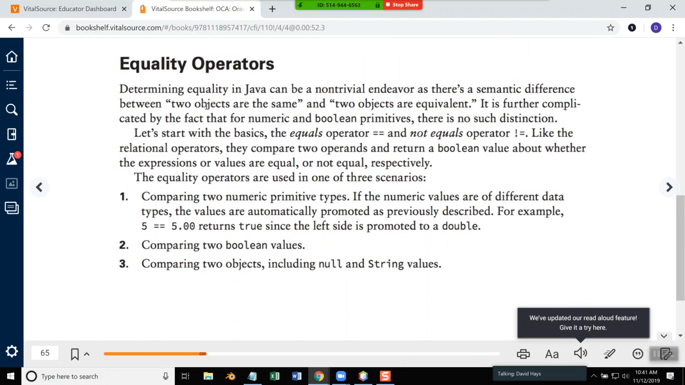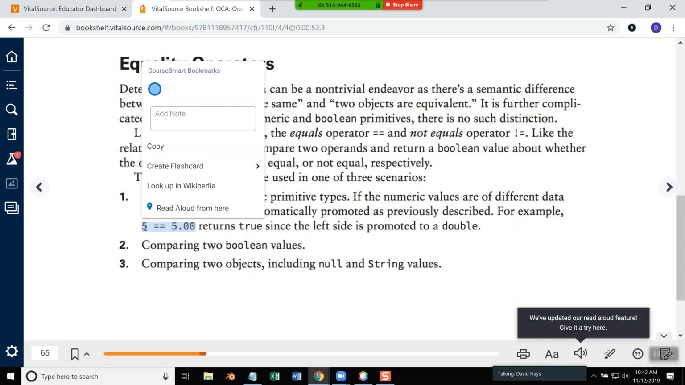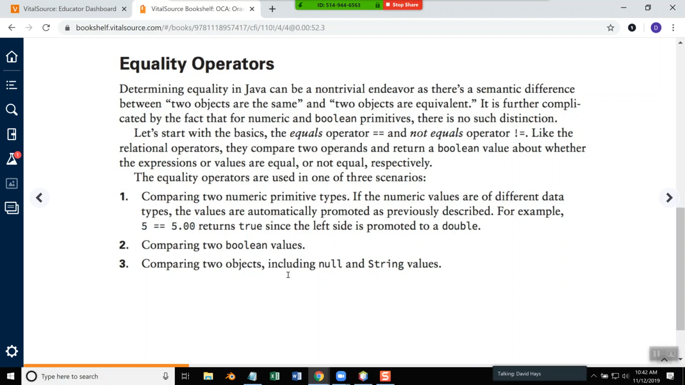Equality operators. Determining equality in Java can be a non-trivial endeavor, as there's a semantic difference between two objects being the same and two objects being equivalent. Okay. Here you can compare two numeric primitive types. The numeric values of different data types, so values are automatically promoted, as previously described. For example, 5 equals 5.00 returns true since the left side is promoted to a double. So it promotes this to the higher level of precision. You can compare two Boolean values and compare two objects, including null and string values.